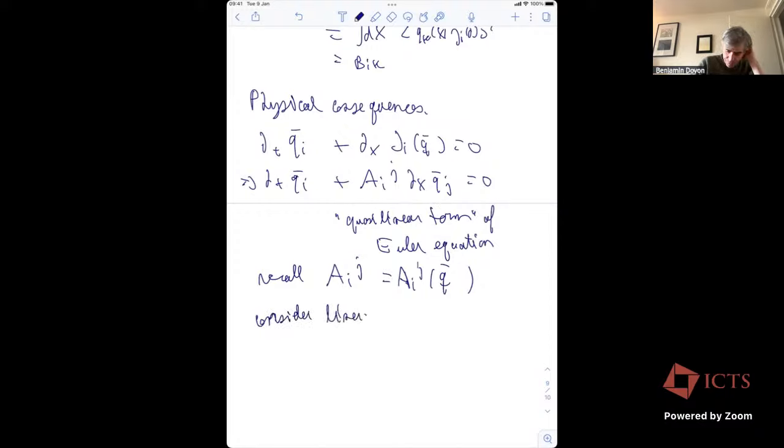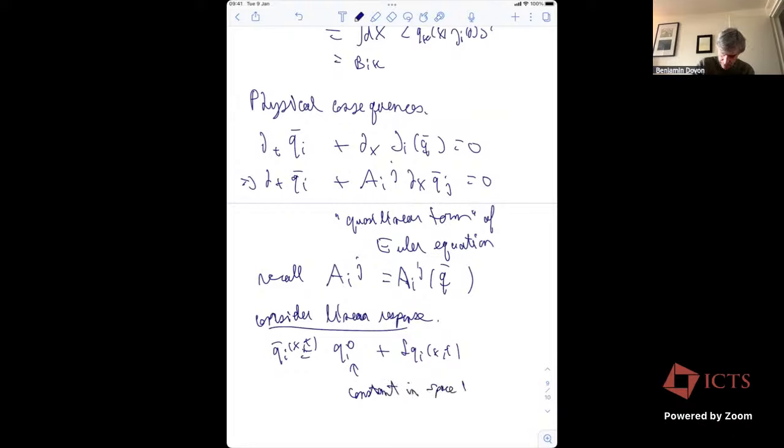linear response. It's nice to consider linear response to extract the physics of it, what's happening, right? So assume now that your q_i's are some fixed q_i^0, so I put the x and t now explicitly, plus delta q_i of x and t. So this is a constant in space and time. Okay, so this is a fixed background. So you are stationary, like you have equilibrated.